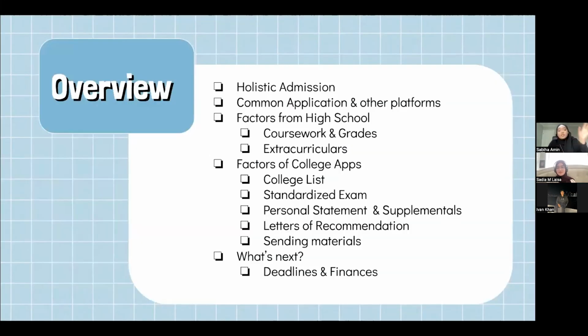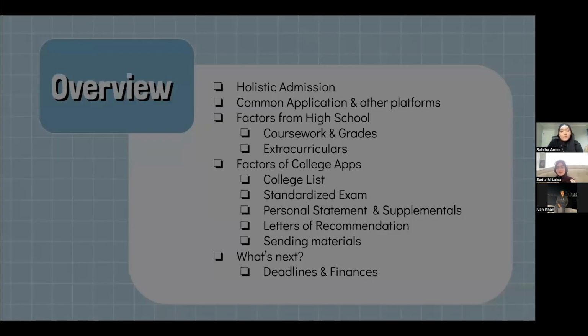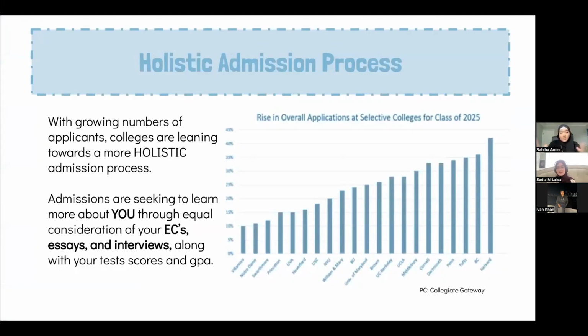Here's the overview of what we're going to cover. We're going to first talk about the general college admission holistic process, go into some application platforms, some factors that are considered, factors specific to the college app, and what's next, what we can see in the future.